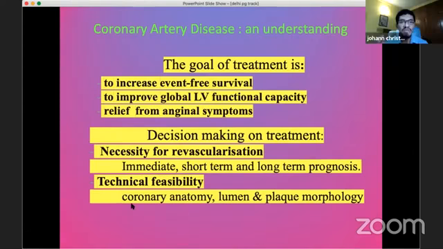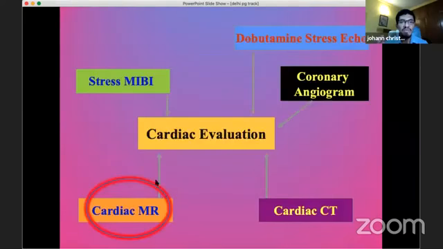There's a nuclear lab, which is connected. There's a cardiac MR, which I'm going to talk about. It's cardiac CT. Remember, we're not calling it coronary CT. It's cardiac CT because we look at other structures, and also the echo lab. And finally, leads to the invasive cath lab. So it's important to have all these little points connected.